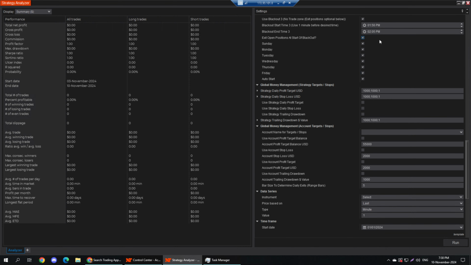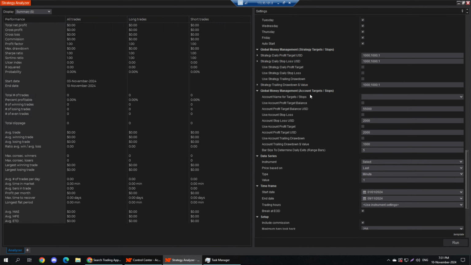Again, we've also got our days of the week. You can optimize very specific days of the week, or you can optimize them all together. The auto start just means that the strategy will automatically start trading, so the start button will be green. You've got your daily profit, your daily stops, you've got your trailing drawdown. All of these will affect how the strategy is optimized, working with different values. You've got your account stops and targets.